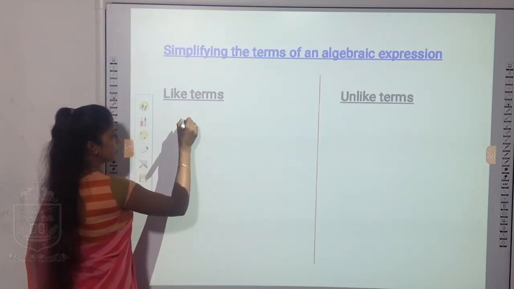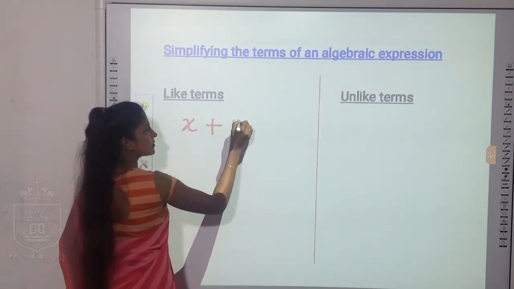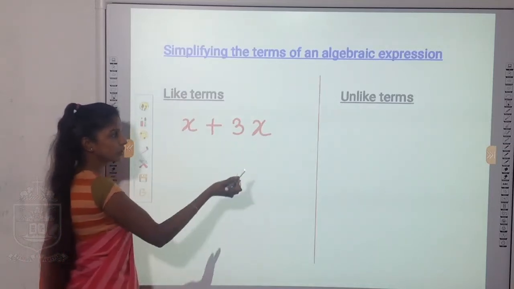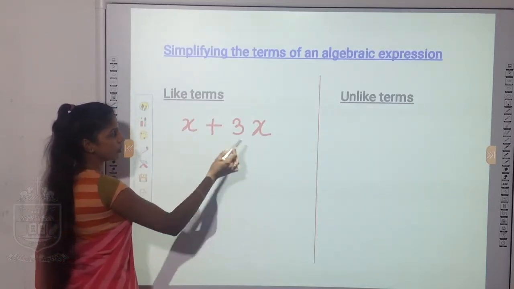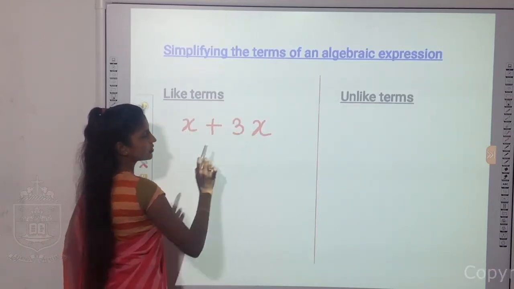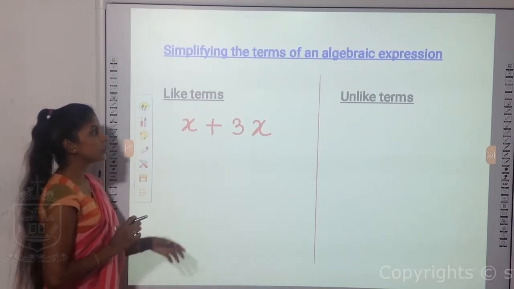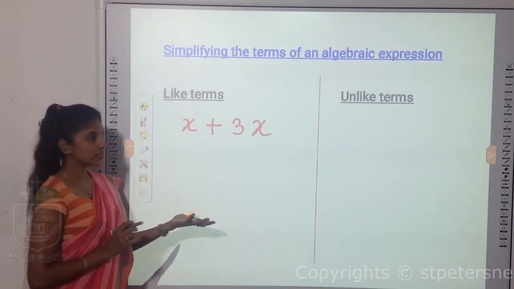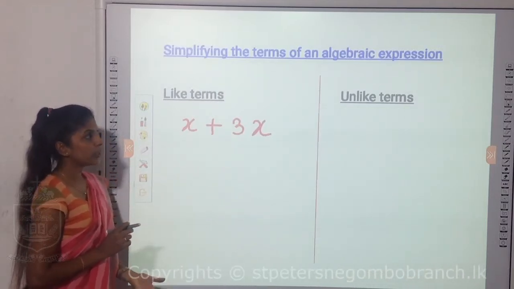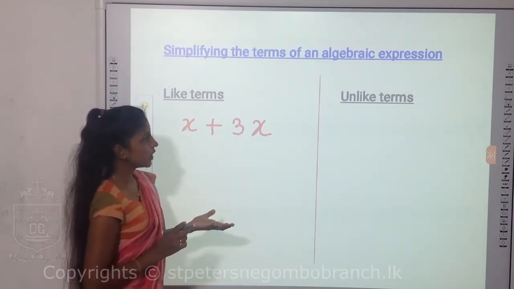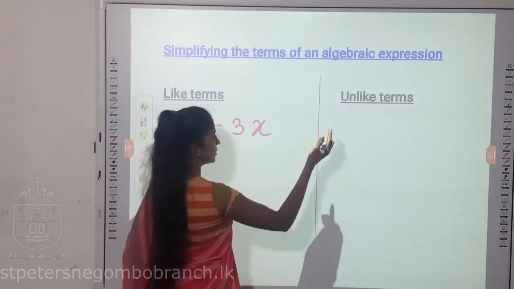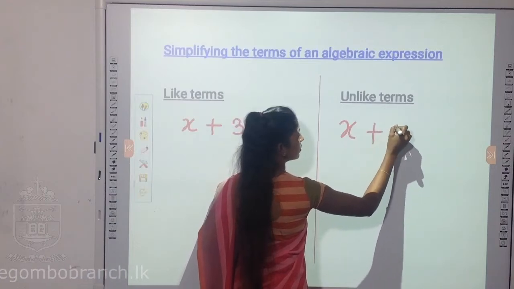Like terms are terms with the same unknown. For example, x plus 3x. Think of an expression like this. There are two terms in the expression, but both are in terms of x. Those are called like terms, where you have the same variable. But unlike terms are terms where you have different unknowns, different variables, like x plus 2y.